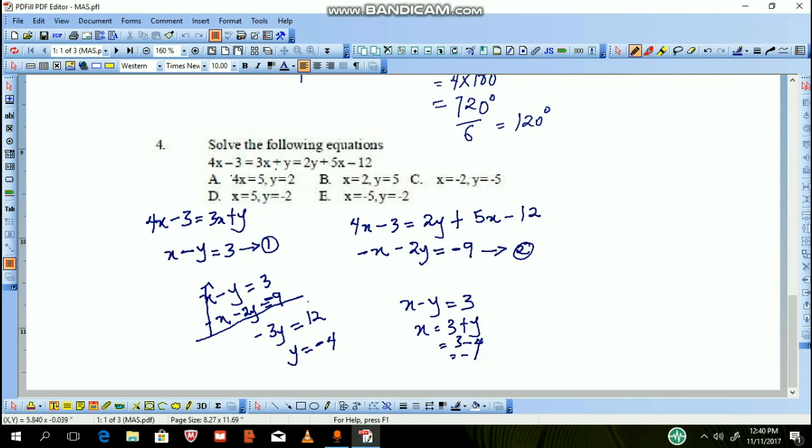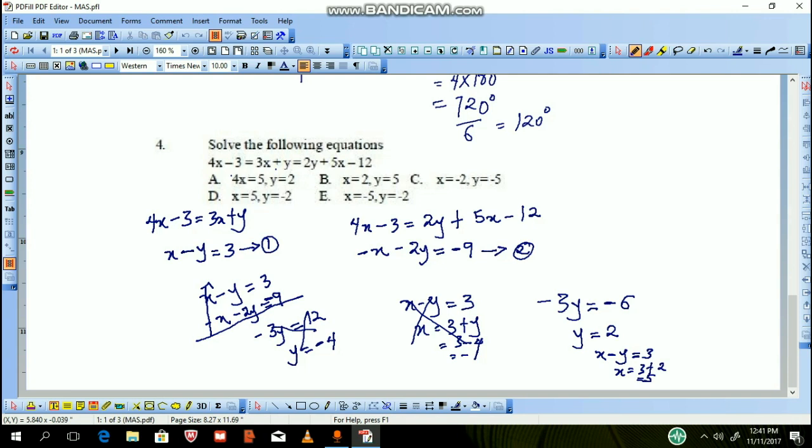So let me solve this again. If I cancel this and I also cancel this, I will have negative 3y equal to negative 6. Therefore, dividing both sides by negative 3, y will be equal to 2. So if y is 2, then using x minus y equal to 3, x will be equal to 3 plus y, which will be 3 plus 2, which will be 5. So my x is 5, my y is 2.